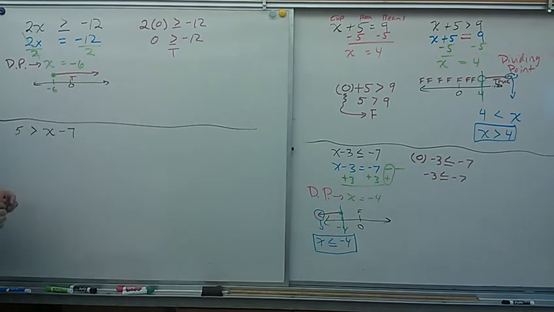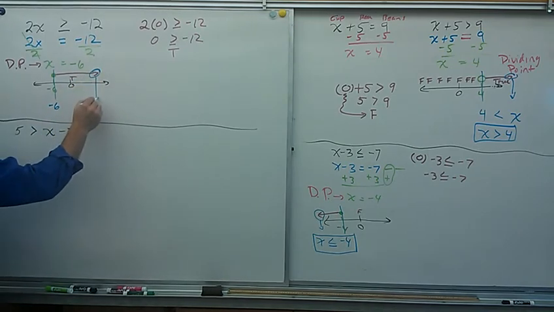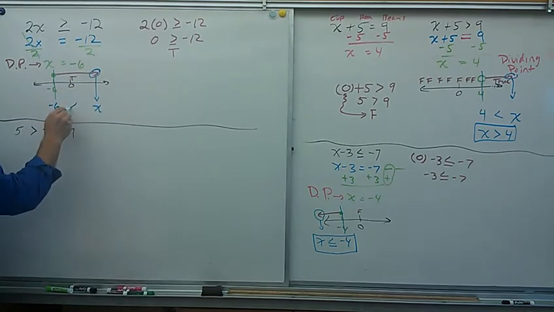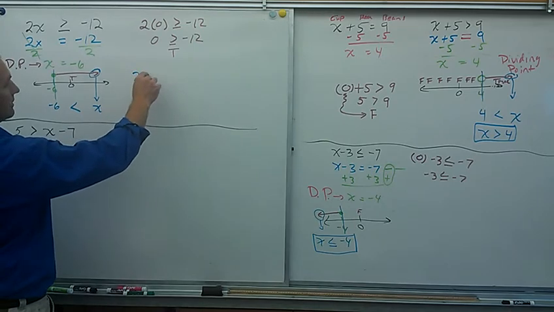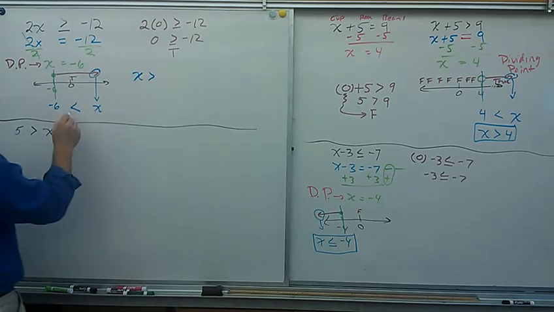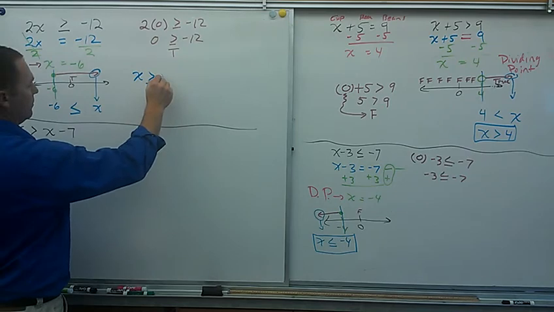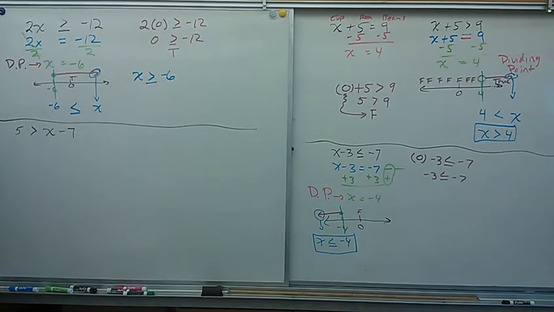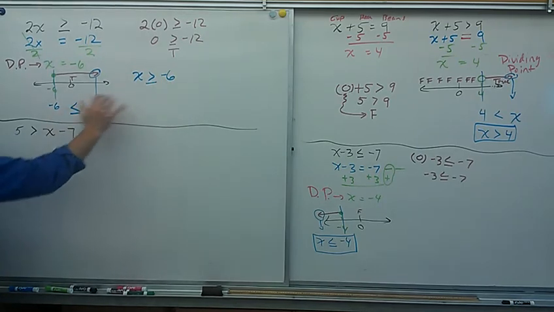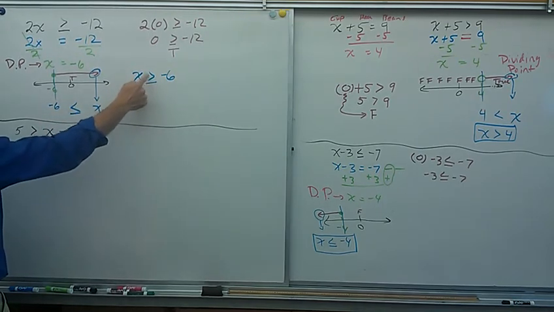Now I'm ready to do my answer. Below my dividing point is negative 6. Below my arrow is x, and it is the less than symbol. So negative 6 is less than x. If you wanted to say x is greater than or equal to negative 6, that is the answer. You don't have to do this for my class. You can if you want to. If you switch the order, make sure you flip that sign.